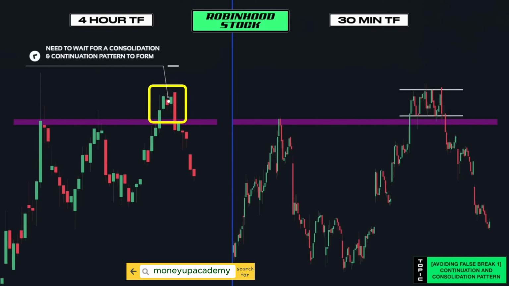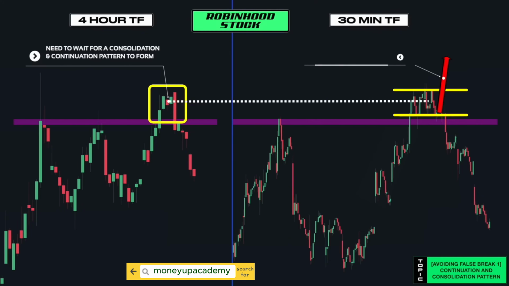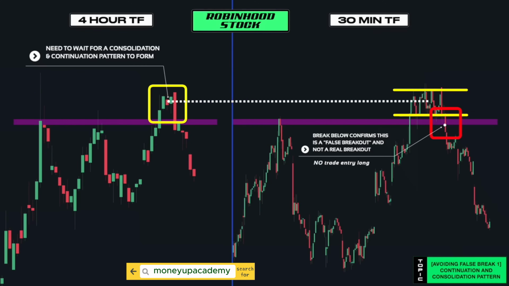Now again, you need to wait for a consolidation pattern to form on a lower time frame, which you had through this channel pattern that forms. In order to take a long breakout entry, you would want price to break out above, but instead, price broke below, which signals a reversal and confirms that this is indeed a false breakout and not a true breakout. So no trade entry long.